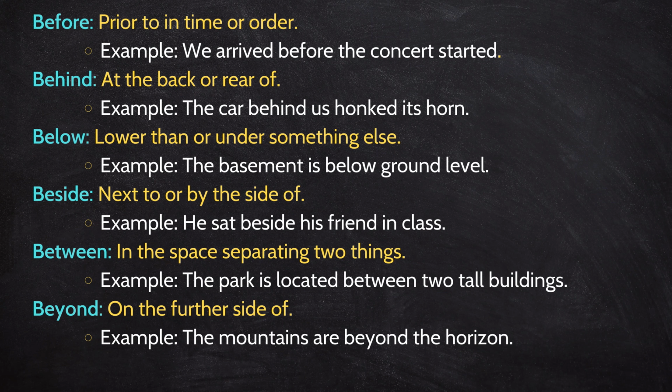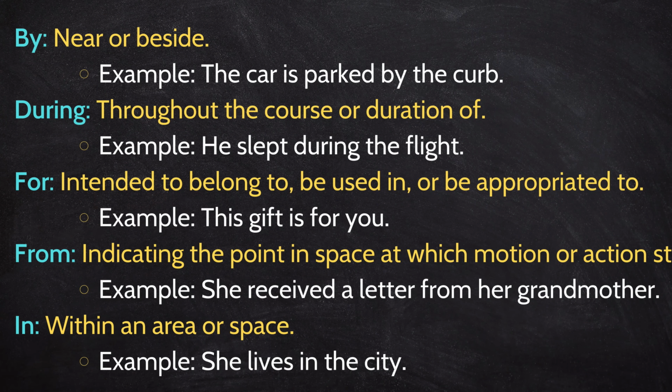Between, in the space separating two things. Example, the park is located between two tall buildings. Beyond, on the further side of. Example, the mountains are beyond the horizon. Between means there is one object, there is another object, and between means the middle of those. It can also be more than two, but when we use more than two, we use the word among. More commonly, the word among is used for that.